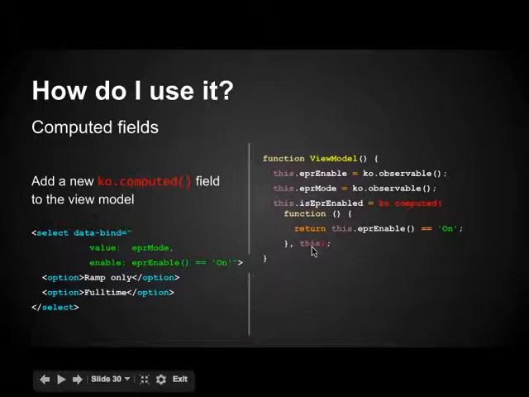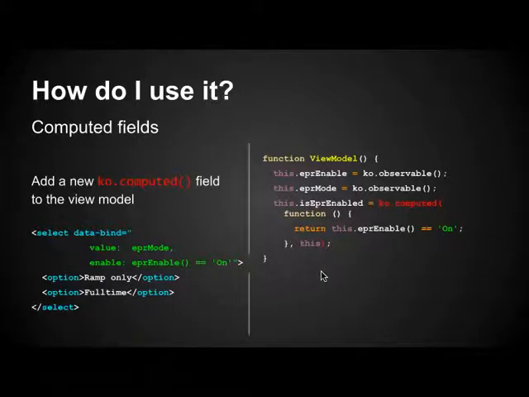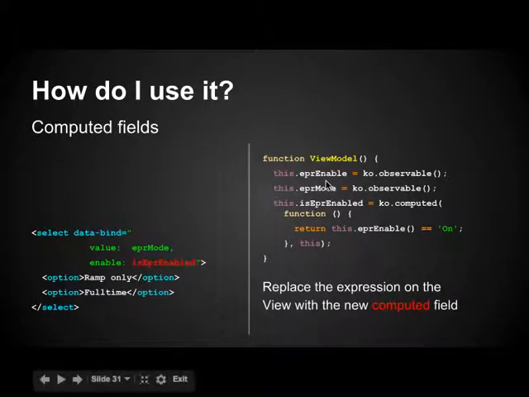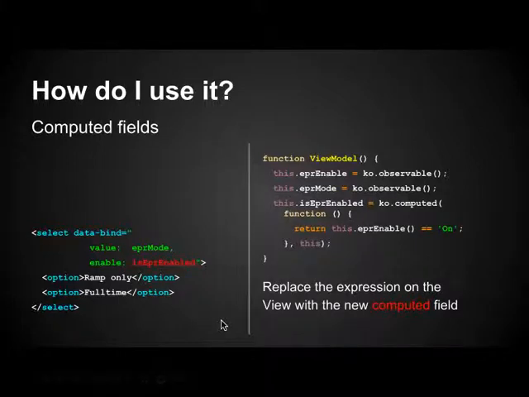The second argument that I have here is the context of this in the body of the function. You don't necessarily have to specify it this way. You can also say var self equals this and use scope to keep track of your view model. Whatever makes the most sense to you for your programming standards, keep it that way. We'll replace that expression with a reference to our computed field on the view model. And like I said before, you don't need to use parens if it's not an expression. If it's just a field on the view model, then you can just put the name of that field.